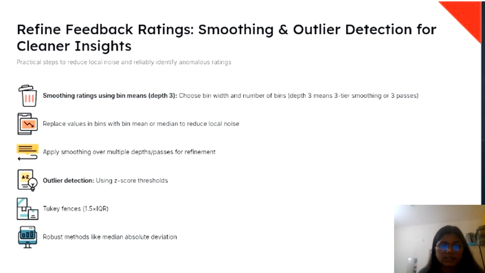Outlier detection using a Z-score threshold, or the IQR rule: values beyond 1.5 times the IQR. Robust methods like median absolute deviation can also be used.